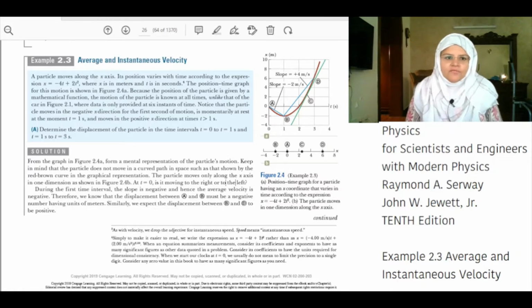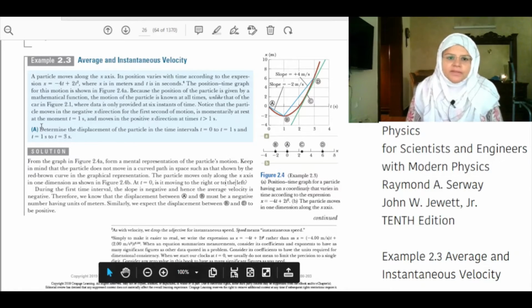Part A of the example: determine the displacement of the particle in the time intervals t equals 0 to t equals 1 second and t equals 1 second to t equals 3 seconds.